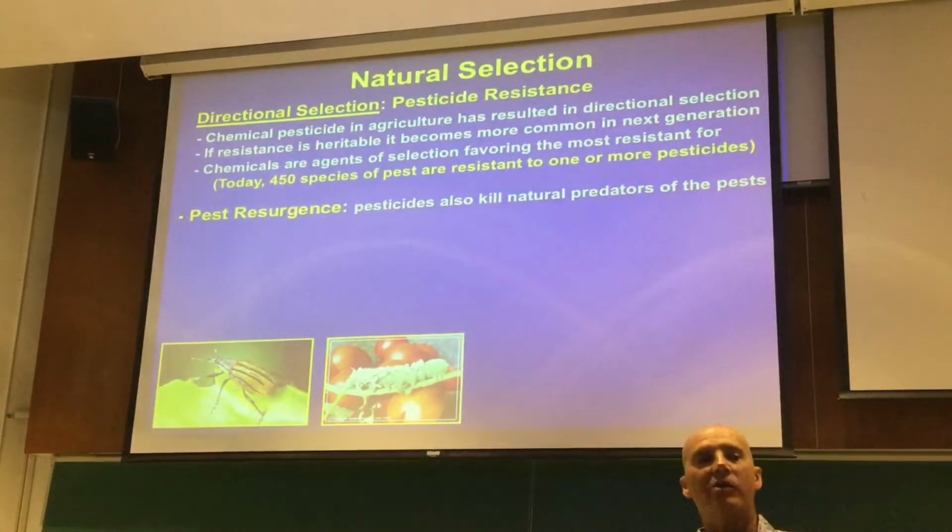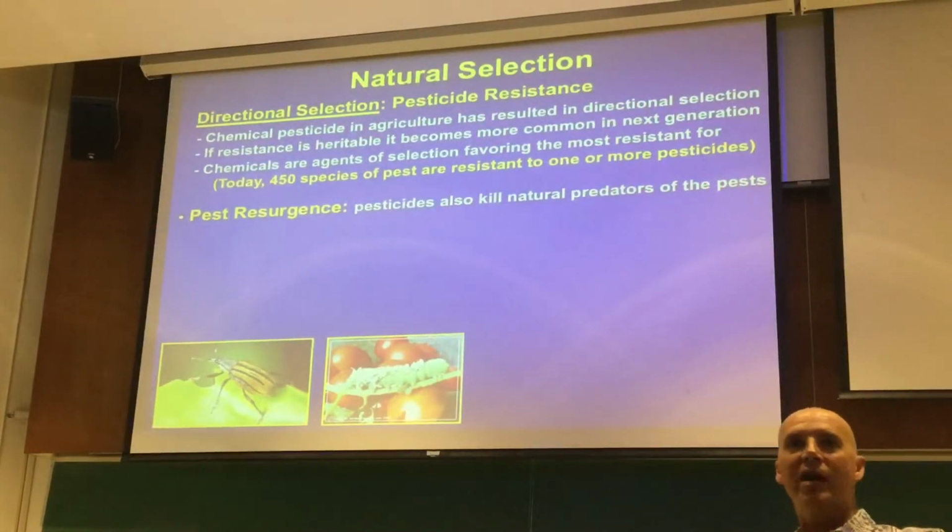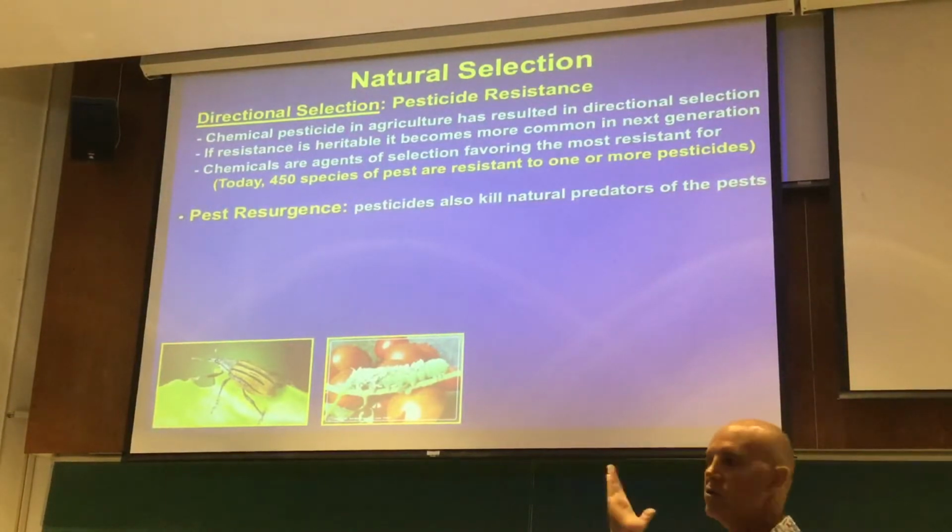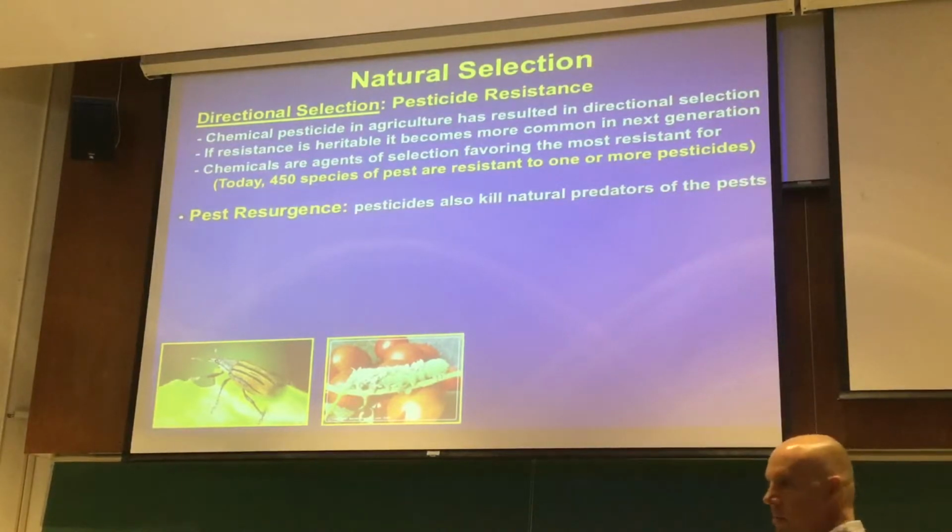Now they come back, not only are they resistant to the pesticide, but they're also what? There's no predators to control them naturally because I wiped them all out. That's problematic. That's called pest resurgence. It's a common problem in common farming practices, right?